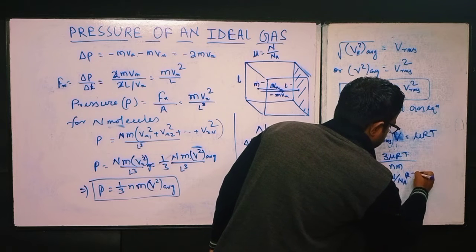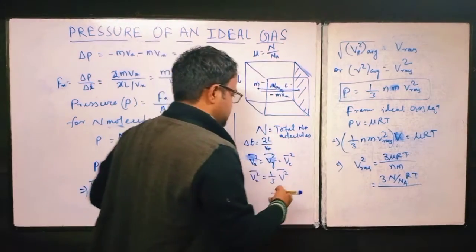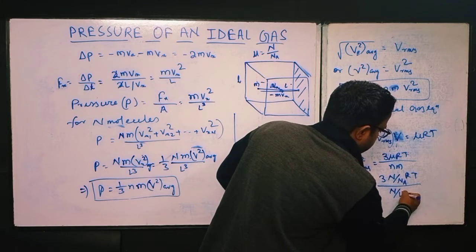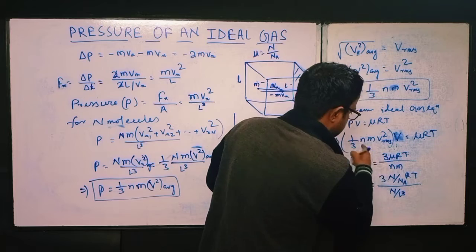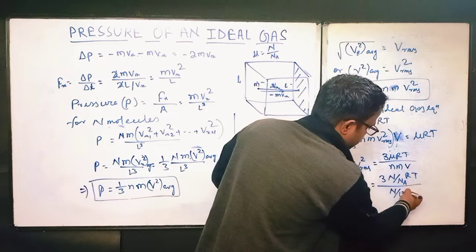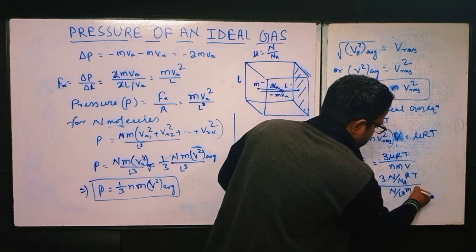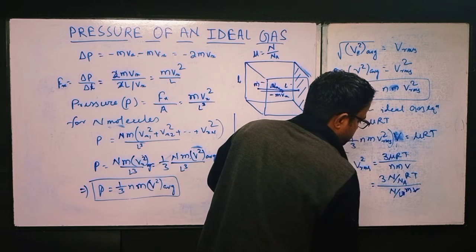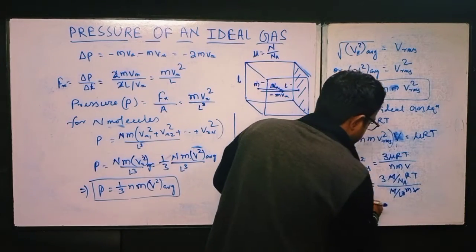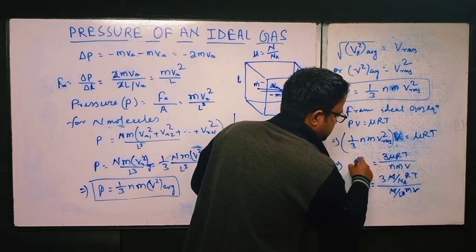R is the gas constant, T is the temperature, and small n is the number, which we have used here as capital N divided by volume. This V is also volume, and m is the mass of one atom. So the volume cancels out, N and N cancel, and Na will come down. So finally you get V RMS square, and it is a square, so now it will become a square root.